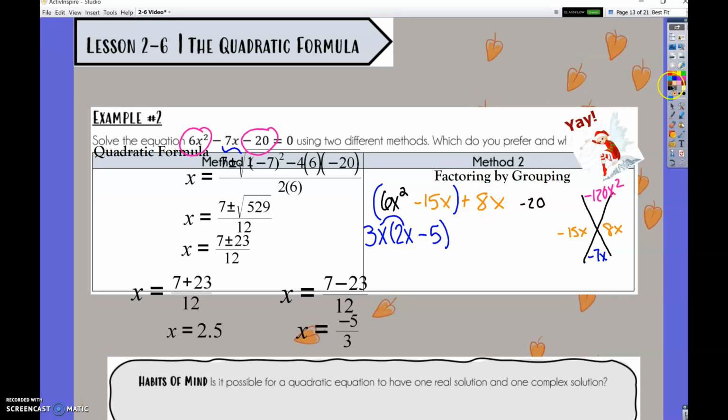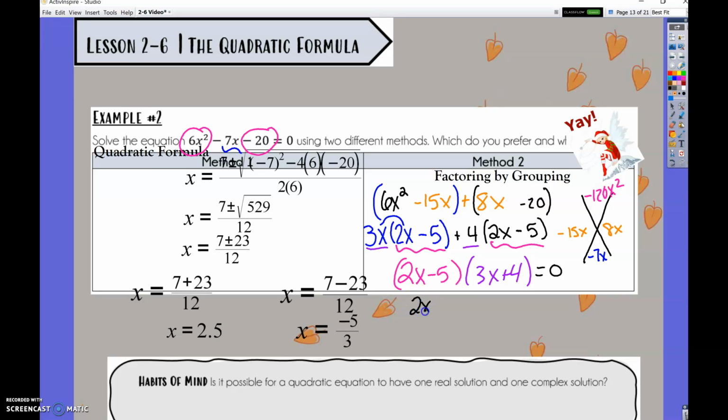Then I'm going to group the next set together here. So I'd have 8x and -20. Remember, whatever the sign is, I keep it the same, plus 8x and -20 both have a 4 that goes into them. So that'd be times 2x to make 8x and -5 to make my 20. This was the cool part, that you have the same thing in the parentheses, 2x minus 5, times your leftovers of 3x plus 4. Now, remember, we need to have this still equal to 0, just like it was in the beginning of the problem.